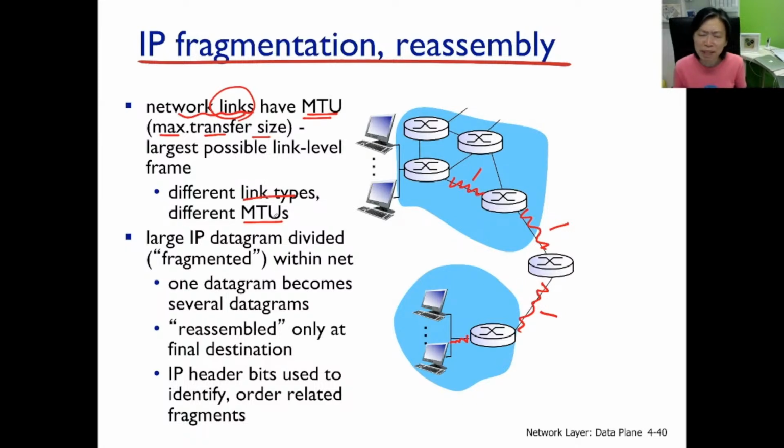Now, some of you might be thinking, wait. Hey, didn't we do something like this in the transport layer? We take messages from the application layer, break the message into smaller parts, add the transport layer header, and that forms a segment, and we pass it down to the network layer.